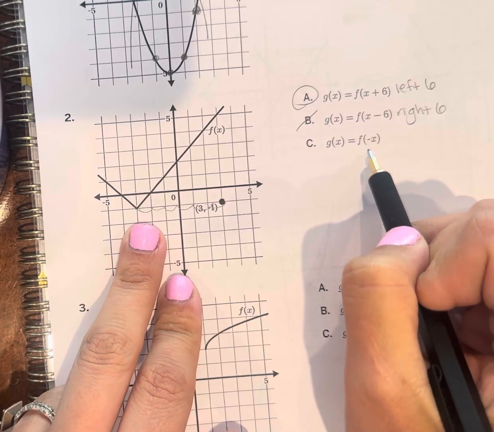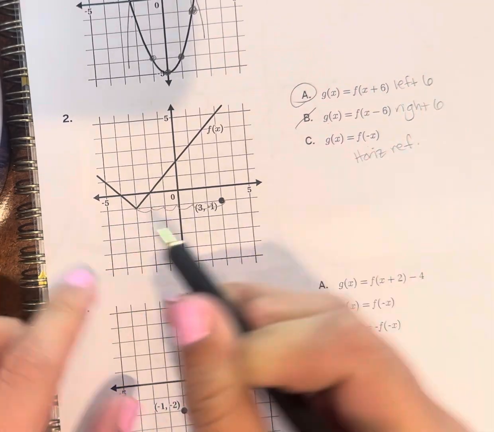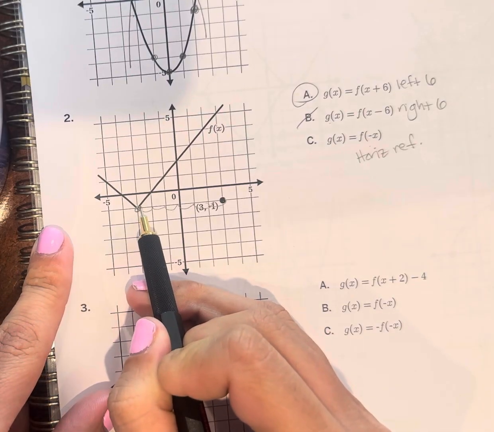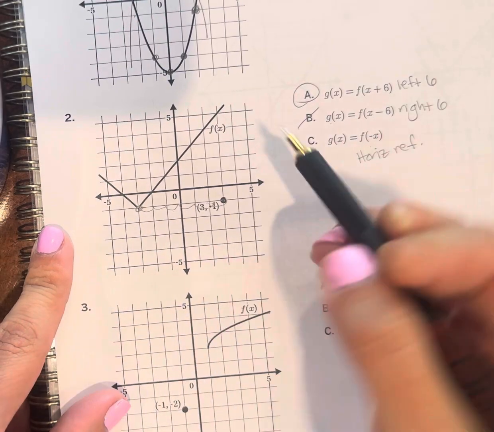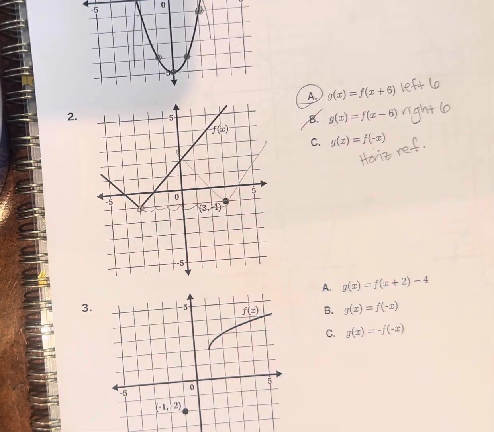And horizontal flip or reflection. Flip this guy. He's 3 away. He'll flip 3 away and become the V shape over here. Definitely A doesn't go through.